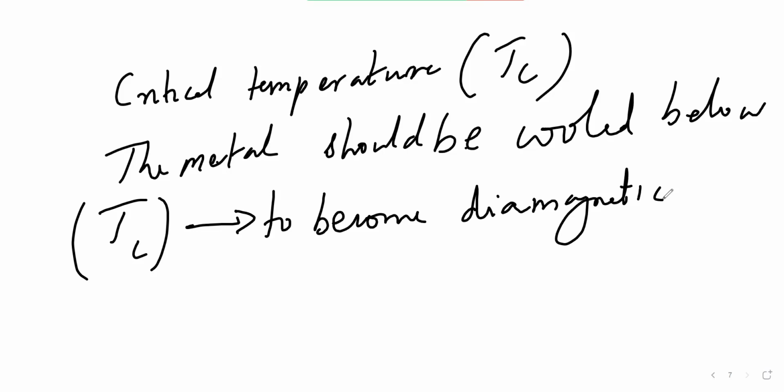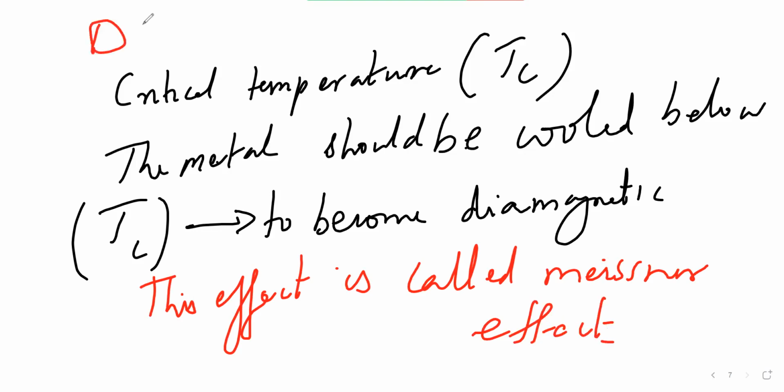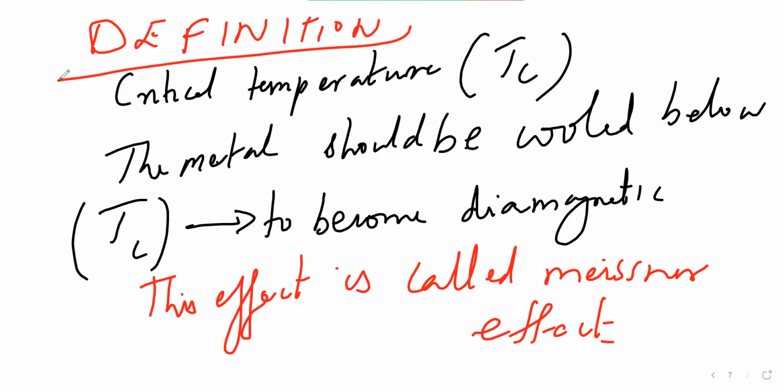I'll just change the color. Yeah. This effect is called Meissner effect. So from the exam point of view, you should write down your definition in bold. And then you write down this. Then there are certain diagrams which I'll share with you in the PDF. Clear? So one more thing we should write.